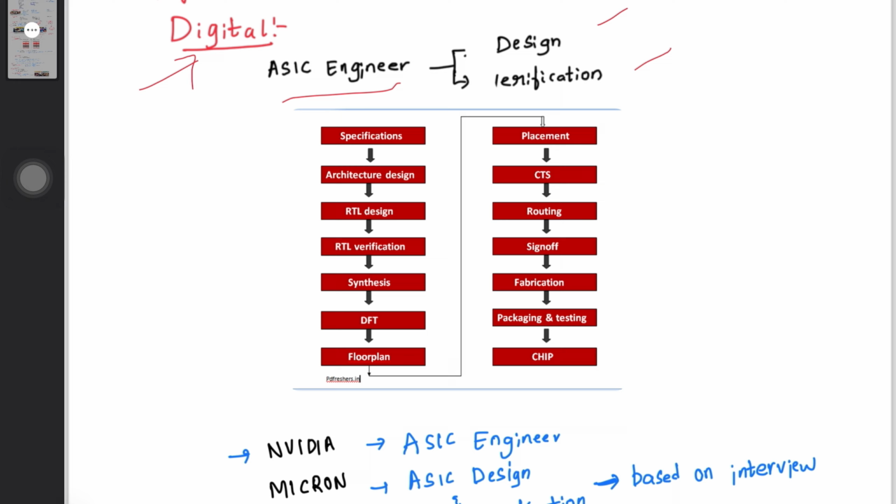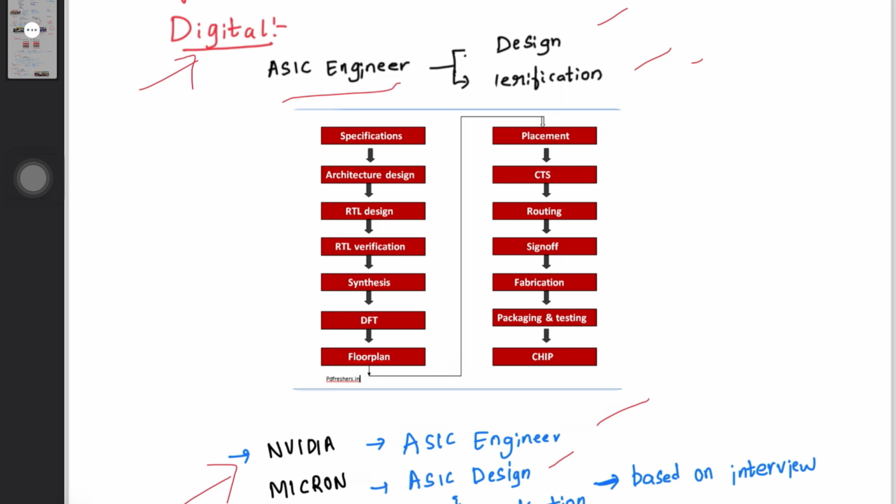For example, some companies like Nvidia will only roll out job profiles stating ASIC engineer. Based on your interview, they'll decide whether you go into a design team or a verification team. But some companies like Micron roll out two different job profiles for design and verification separately, and they interview based on the skills they require for the job role.